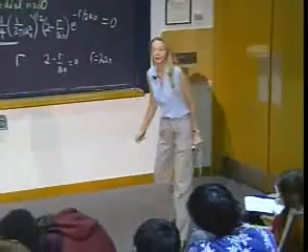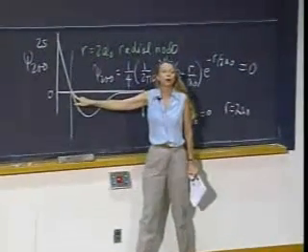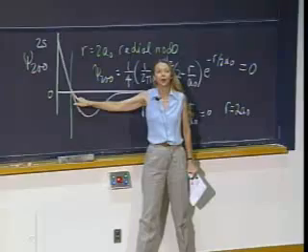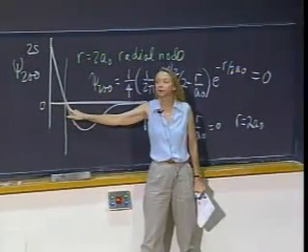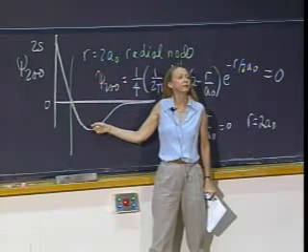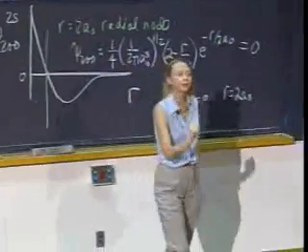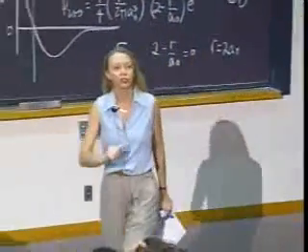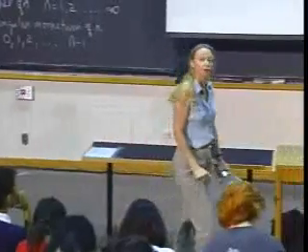Now, notice this. At r equal to 2A0, the wave function changes sign. It was positive up here. It's negative down here. That is a general characteristic. When the wave function goes through a node, the wave function changes sign. Hey, why is that important?